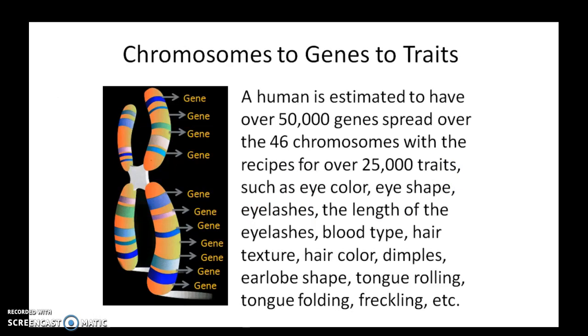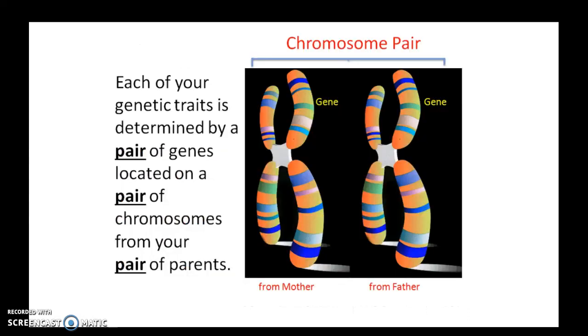A human is actually estimated to have over 50,000 genes spread over your 46 chromosomes, and they hold the recipes for over 25,000 traits. These are just a few of those traits. You've got eye color, eye shape, the length of your eyelashes, your blood type, your hair texture, your hair color, whether you have dimples or not, earlobe shape, tongue rolling, tongue folding, freckling, and etc. So there's many different traits, and they're all coded for by your genes.